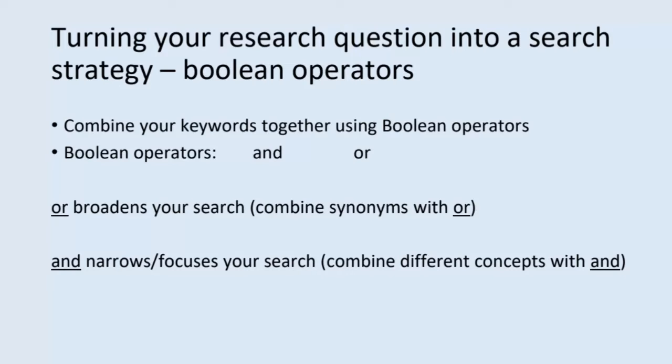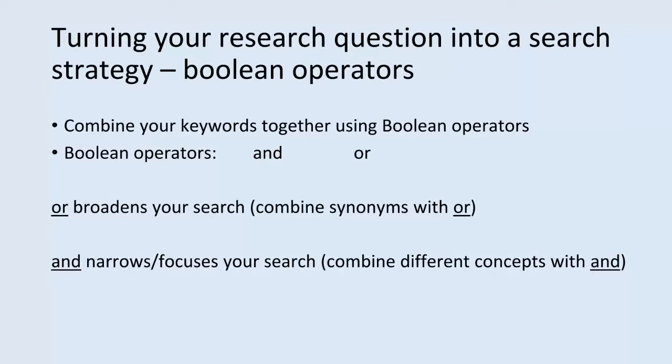So these are Boolean operators. These are what we use to combine our keywords together. The main ones that we use are and, or. There is another one called not, but we recommend that you don't use the not Boolean operator because it can cause you to miss some relevant papers. So we usually just focus on and, or.